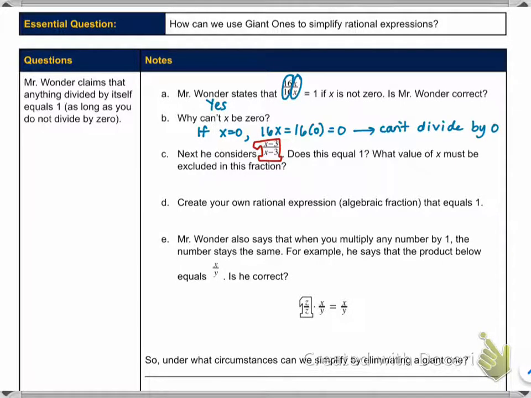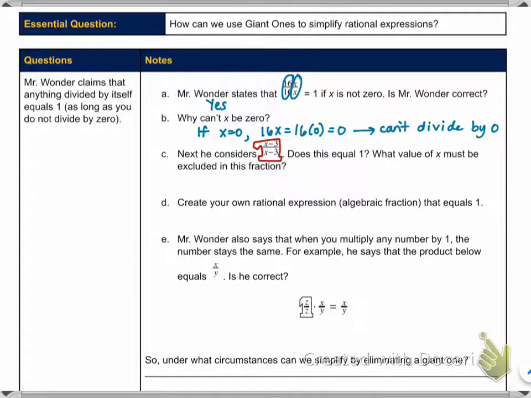Next, he considers x minus 3 over x minus 3. And it says, does this equal 1? What value of x must be excluded in this fraction? Again, you've got the same expression in the numerator and the denominator, and so that fraction is going to equal 1. I'm going to draw a giant 1 around that. No matter what I plugged in for x, I'd end up with the same thing on the top and the bottom. For example, if x was 4, I would have 4 minus 3 over 4 minus 3, which would be 1 over 1, and that equals 1. And that's going to be true no matter what we put in for x.